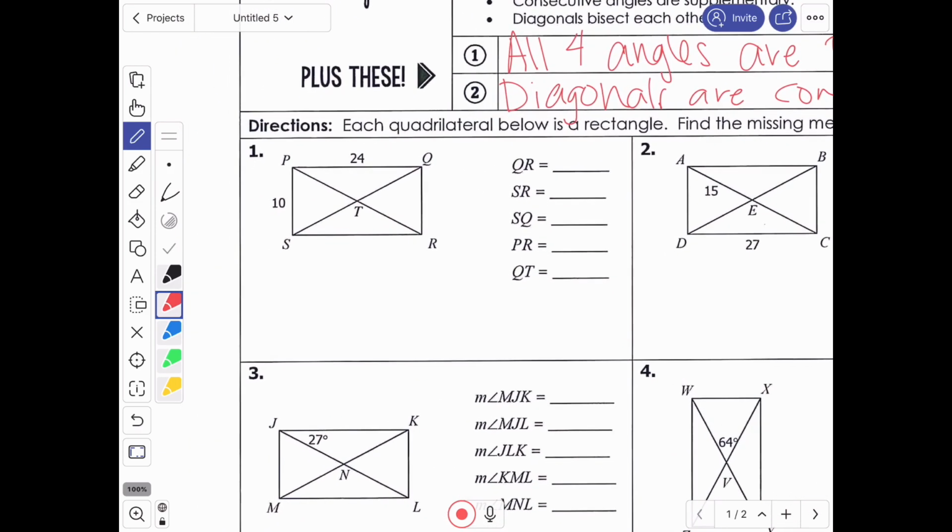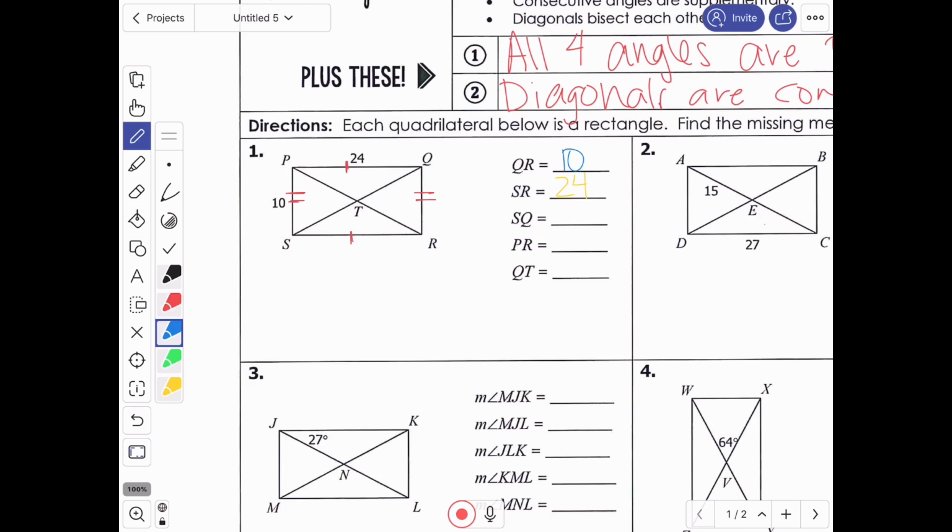So for number 1, it looks like I'm just finding side measures, so I'm not even thinking about angles right now, I'm just thinking about sides. So we know that rectangles, the pairs of opposite sides are congruent. Okay, so that means I can make all of these tick marks. So if I find SR, SR should be congruent to PQ, so that means SR is also 24. Then QR, okay, so QR is the opposite side to PS. See that? PS, QR, so that means QR is also 10.